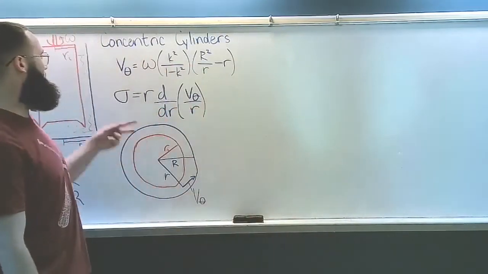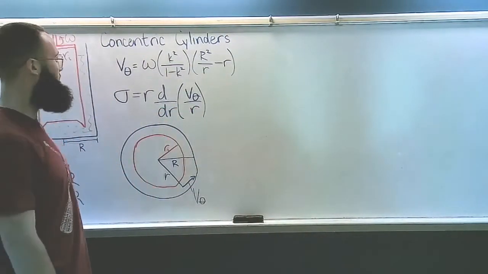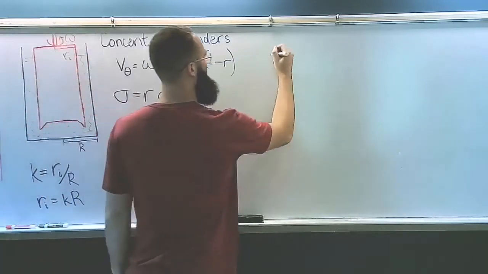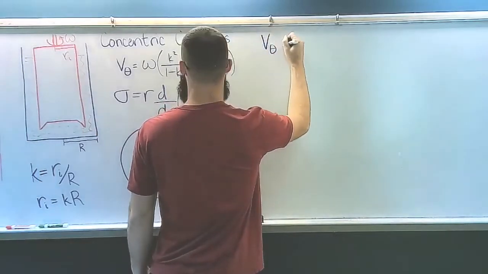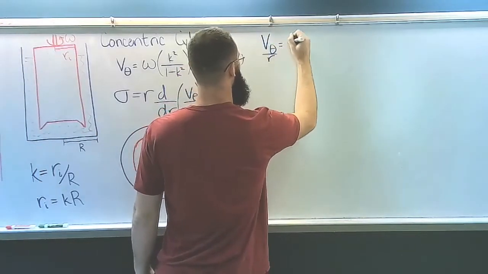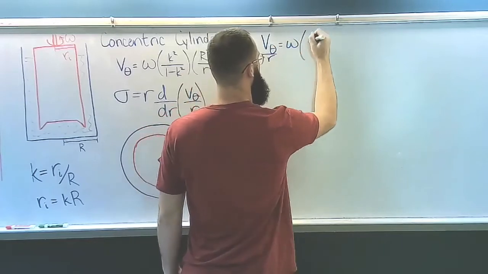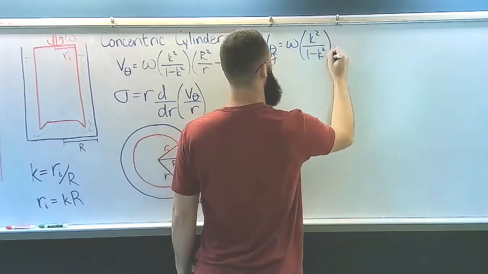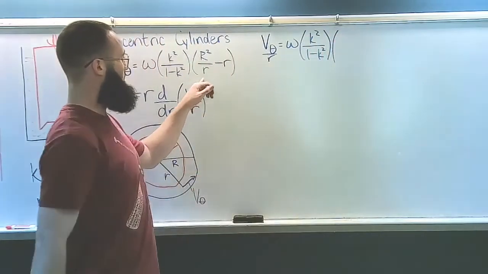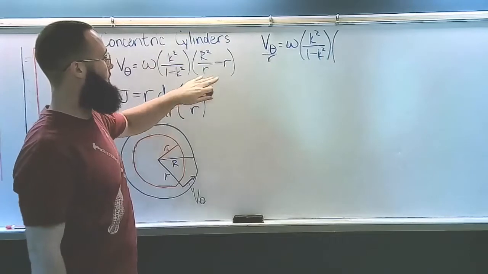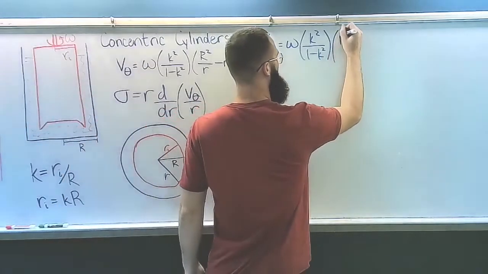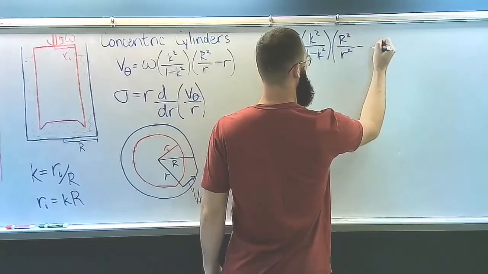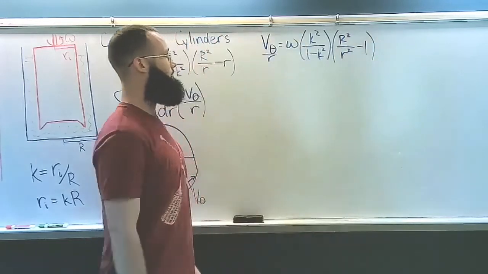To do that, we need to combine these two equations. The first step will be to divide this top equation by r. That gives us v theta over r equals omega times k squared over 1 minus k squared. And then I'm going to distribute this divided by r into this term, which will give me big R squared over little r squared minus 1.